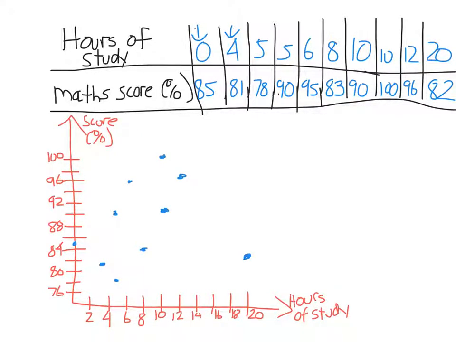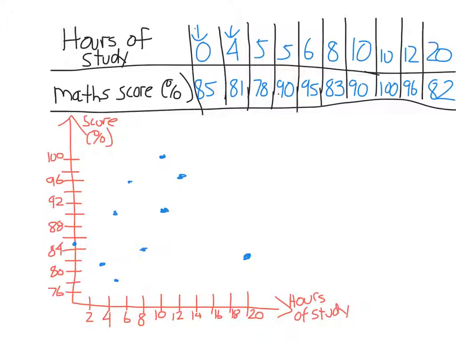So after plotting all the data points, I can see that there is a linear relationship. It's not perfect, but I can generally draw a line that is close to all of the observations, and the relationship is generally positive. As one variable is going up, as the number of hours of study is going up, generally the maths score is increasing. So what I'm going to do now is draw a line of best fit by eye.